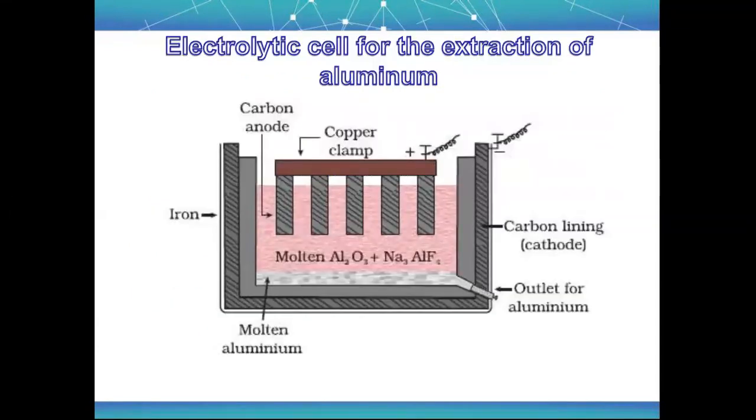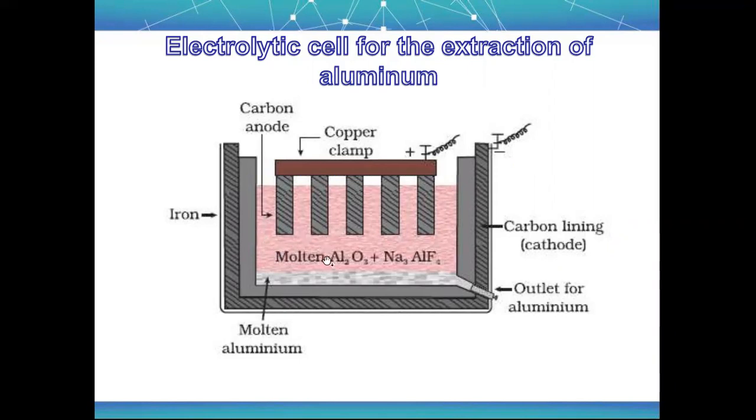And you can see this is the diagram. This is the chamber in which we are performing the experiment. This is the copper lining. You can say the copper lining is the cathode. The outermost chamber is lined by the cathode. Next, the anode is taken as the copper clamp, and this anode is made up of graphite. This is the carbon anode.